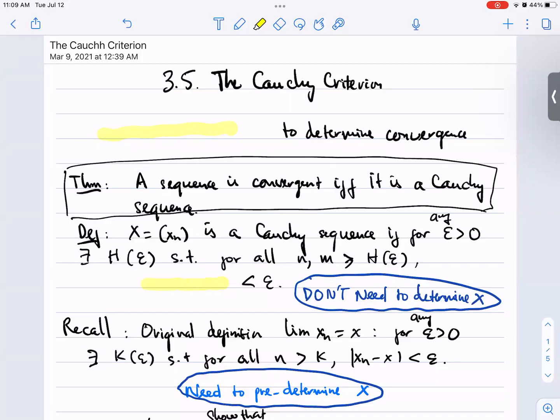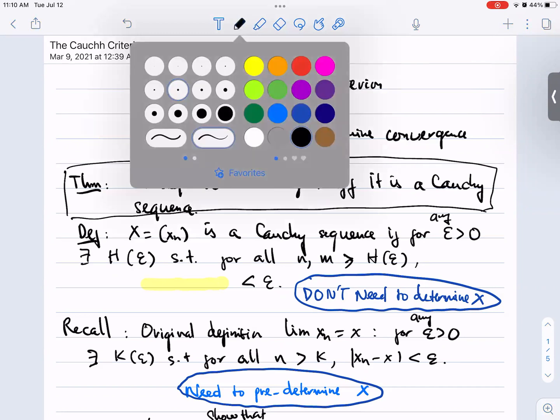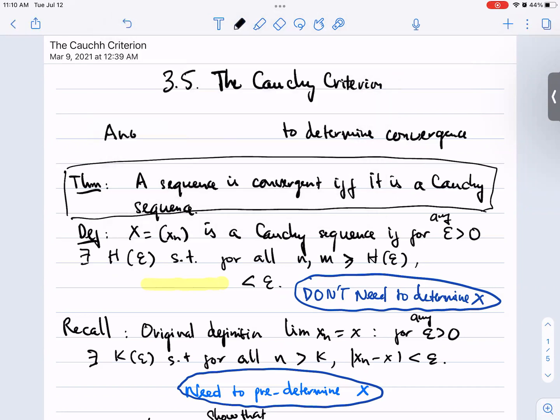Hello, today we discuss the Cauchy Criterion. This is another technique to determine convergence. The main statement is the following. A sequence is convergent if and only if it is a Cauchy sequence.